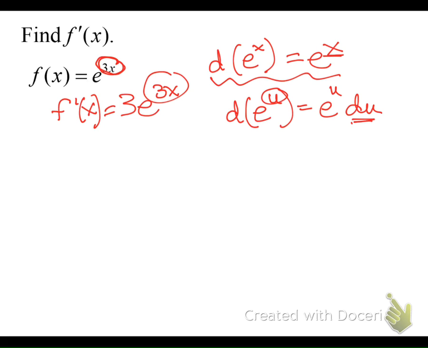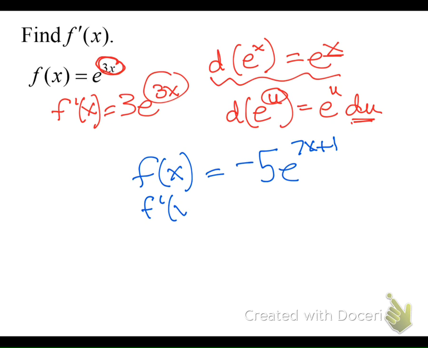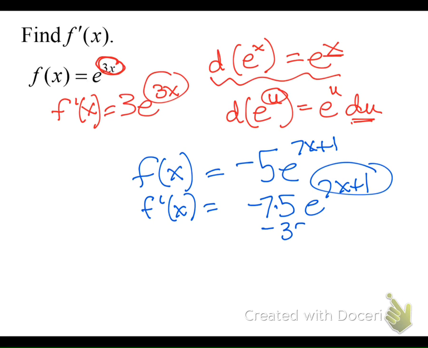Let's do a couple of other quick ones. If I said f of x equals -5 e to the 7x plus 1, then the derivative would be -5 e to the 7x plus 1 times the derivative of 7x plus 1, so times 7, which would turn that into a 35. Okay? A couple more.